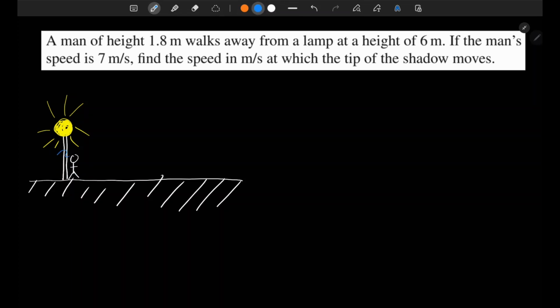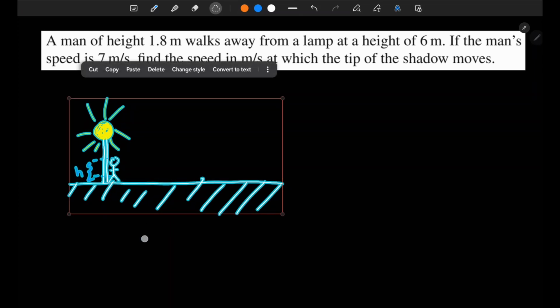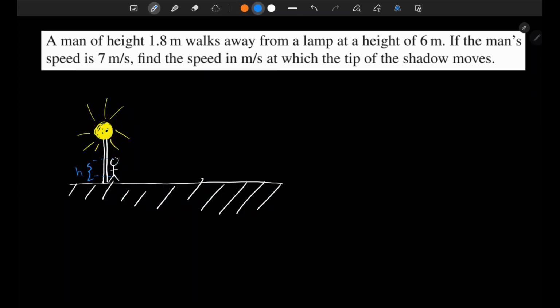So the man has some height little h, and the lamp has a height which we'll call big H. So there's going to be a lot of colors in this one, but this guy will be big H. Okay.